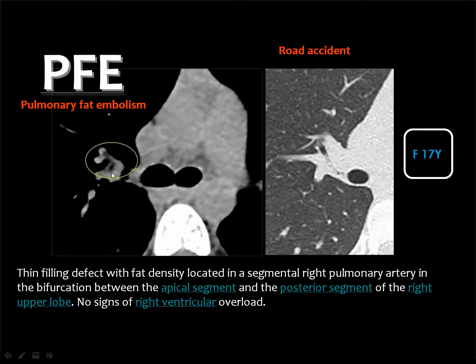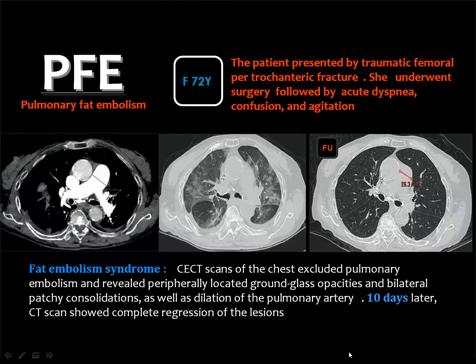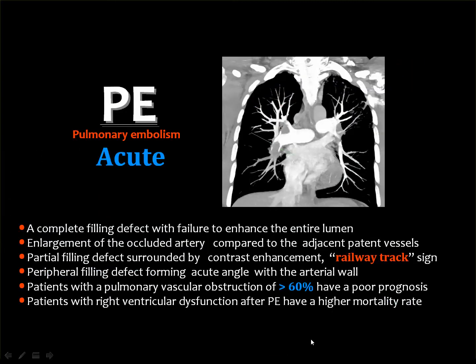Fat emboli are also known, especially in cases of fractures of the long bones, and this is different from air, because air will appear as such in the lung window, and fat will not appear similar to air, although in the mediastinal window they can have a similar appearance. And here is a case of traumatic femoral bicondylar fracture, and the patient underwent surgery followed by acute dyspnea due to the presence of pulmonary fat embolism. And this is the follow-up 10 days later, showing regression of the lesions.